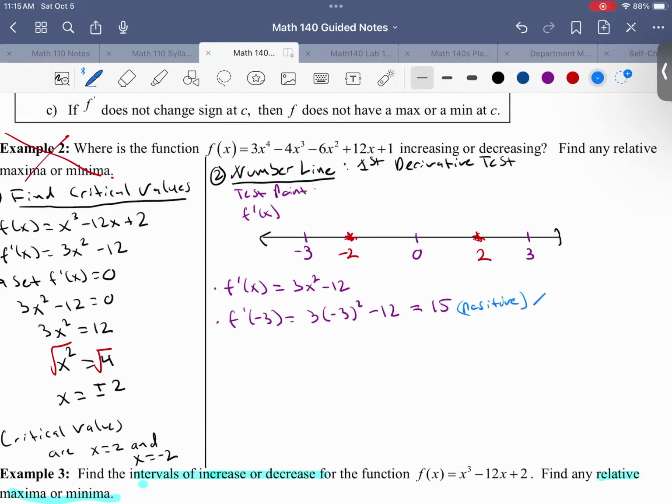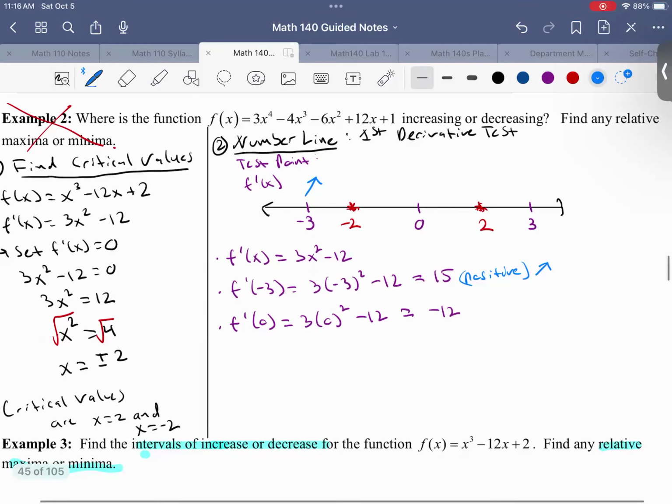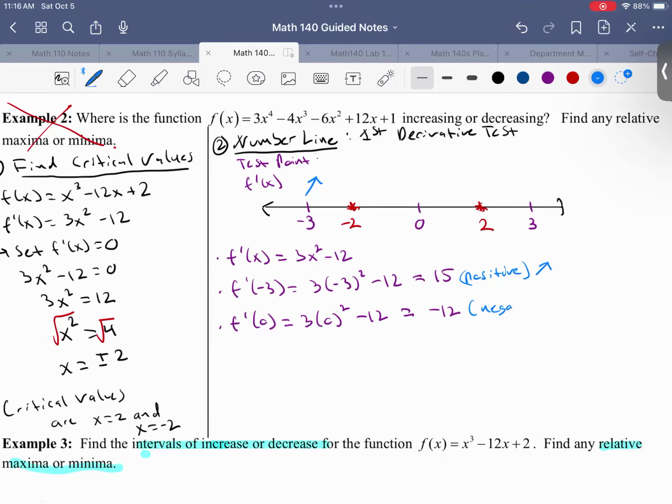So what that means is I'm increasing there. So I'm going to go here and write my arrow going up. I'm increasing. Okay, let's check out the next one. I want to try out 0. Once again, you could choose anything you want. You could have chosen -1 or 1 or 1/2, but 0 is just always easy to work with. I'm going to plug that into my derivative. So I get 3 times 0 squared minus 12, which is just -12. This one is negative. What that means is you're going down. You're decreasing. So I'll write here on the number line my arrow going down.